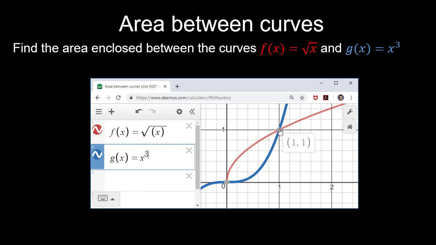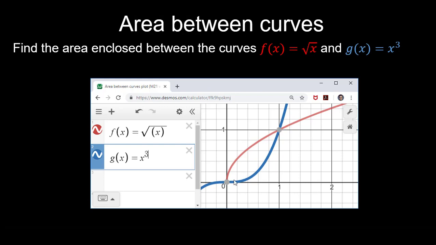And if we look to the right of where they intersect here at 1, 1, you can see there's kind of area between them, but it's not really going to be enclosed on the right. There's no curve that's going to enclose that area. But left of 1, 1 and right of 0, 0, there is an area that's enclosed by these two curves. So this right here is going to be our area enclosed between the curves.